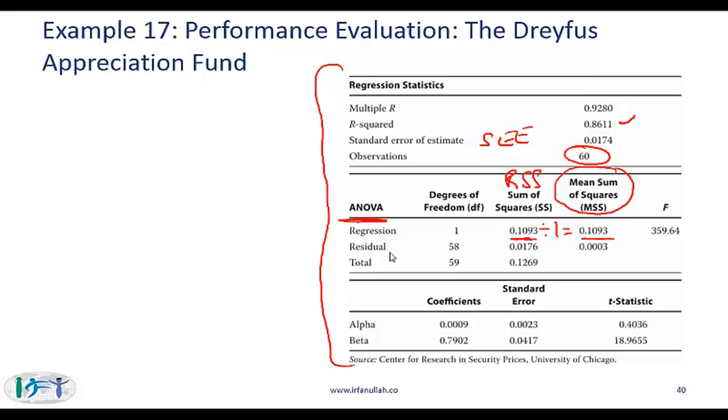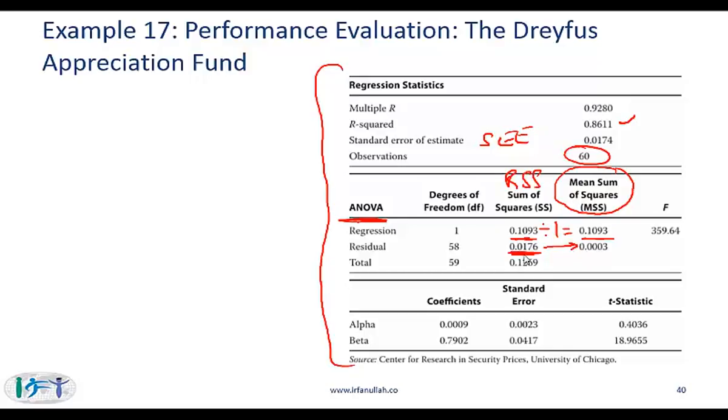Okay. Then what about the residual? This is the SSE term. This is the sum of squares, or this is the first number, 0.0176. How do we go from here to here?